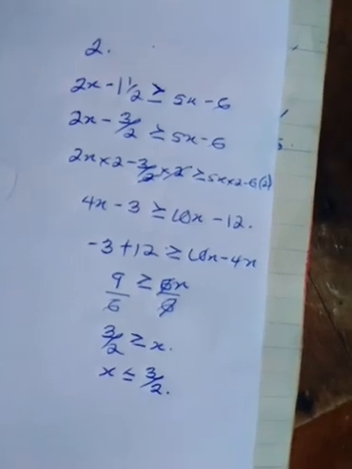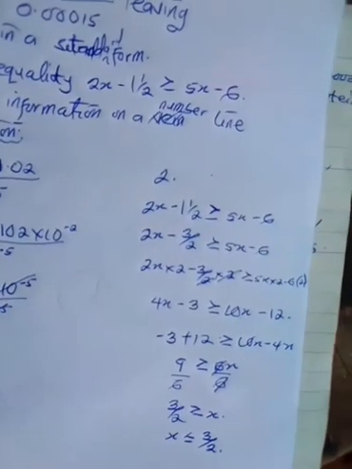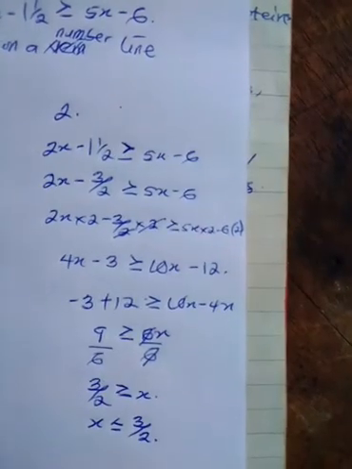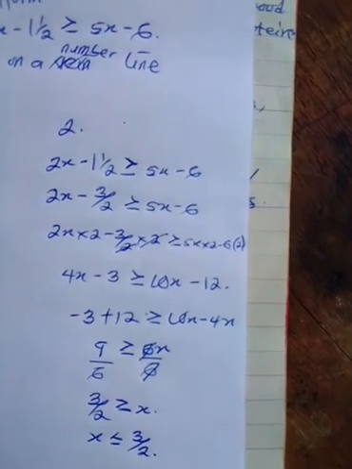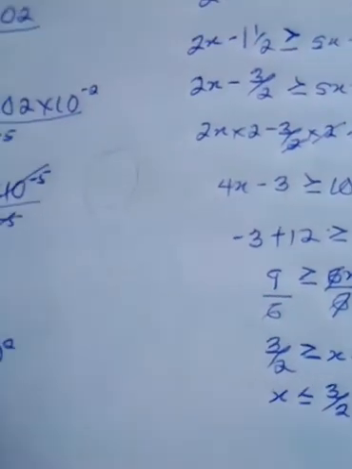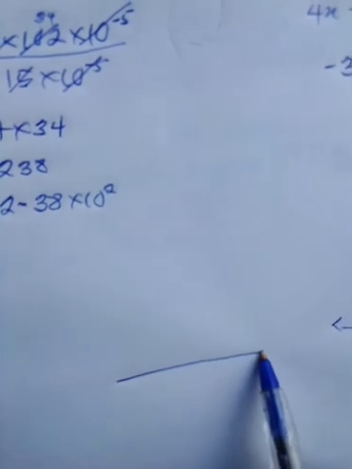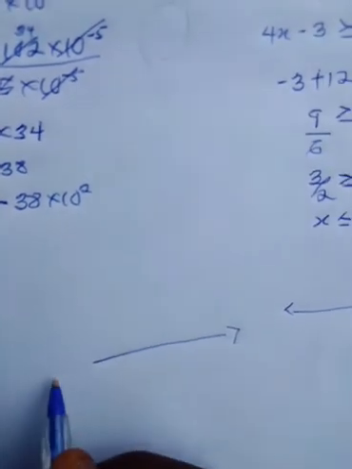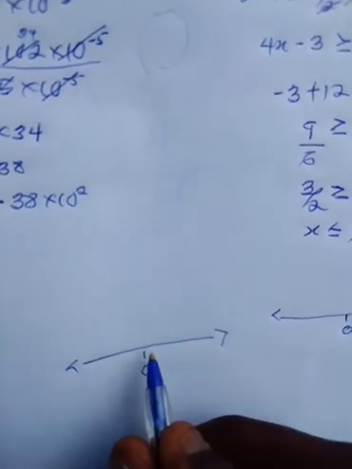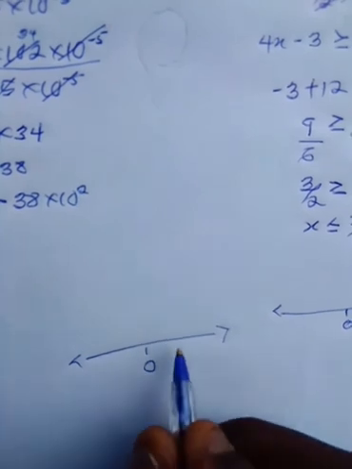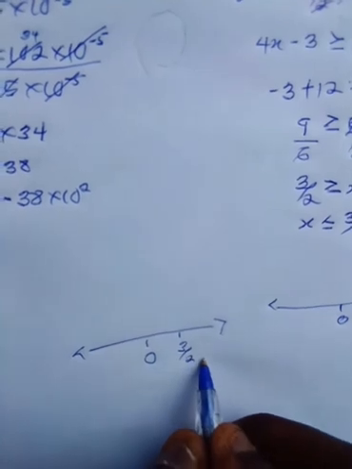So when you have it this way, they said we should represent this answer on a number line. So for you to represent this on a number line, after getting my answer this way, which is x less than or equal to 3 on 2, I could come here and give my number line, which will be like this. So this is my neutral point, which is 0. And you bear with me, here is always positive, here is negative. So the answer is 3 on 2, which is positive. So 3 on 2 here.